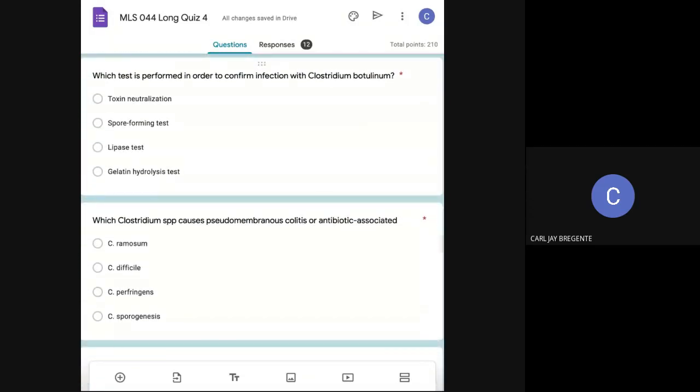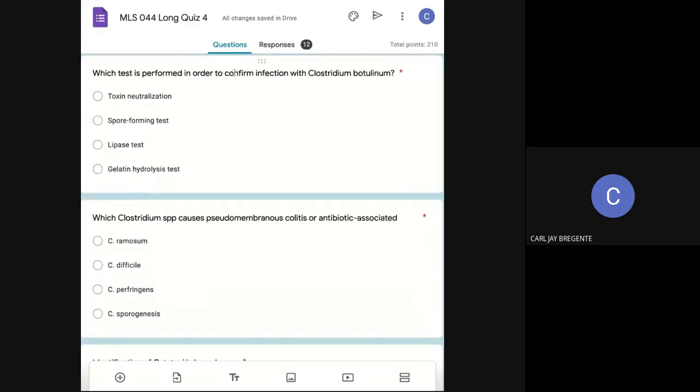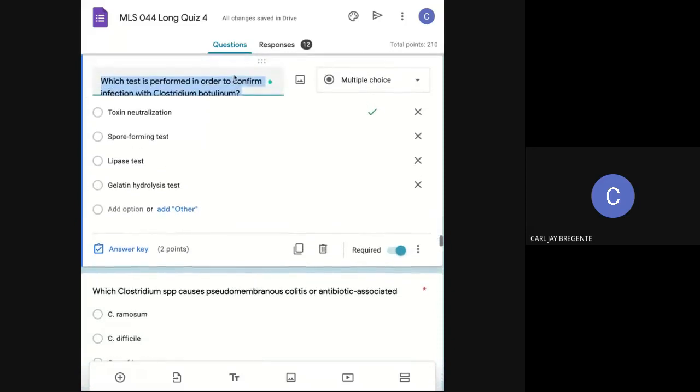Which test is performed in order to confirm infections with Clostridium botulinum? The answer is toxin neutralization testing. Spore forming test is not specific. Lipase test, no appeal. Gelatin hydrolysis test is not specific as well. So in order to confirm the presence of Clostridium botulinum, you need to do toxin neutralization testing.